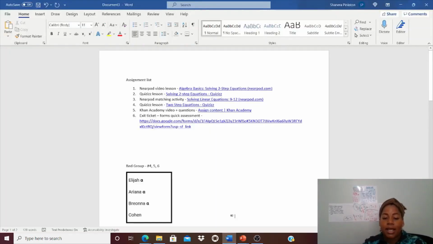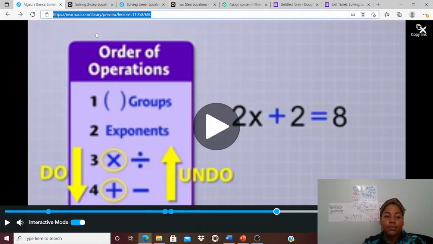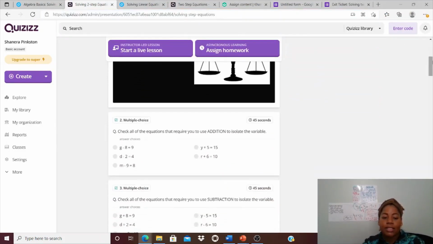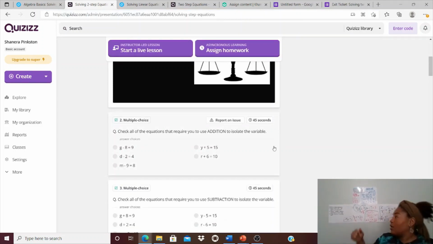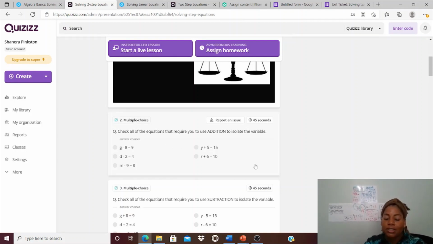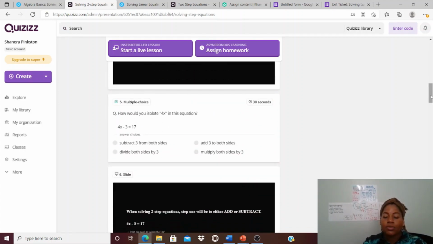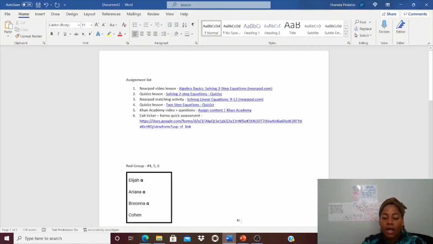As they are working on this simultaneously, I can be watching to see what their answers are. Now assignment 2 is a quizzes lesson. The quizzes lesson takes them through a lesson, and it pretty much goes through our learning targets, where we talked about identifying and applying. In these first parts, it takes them back to one-step equations, where they have to identify if they're going to add or subtract and so on, and then it walks them through two-step equations.